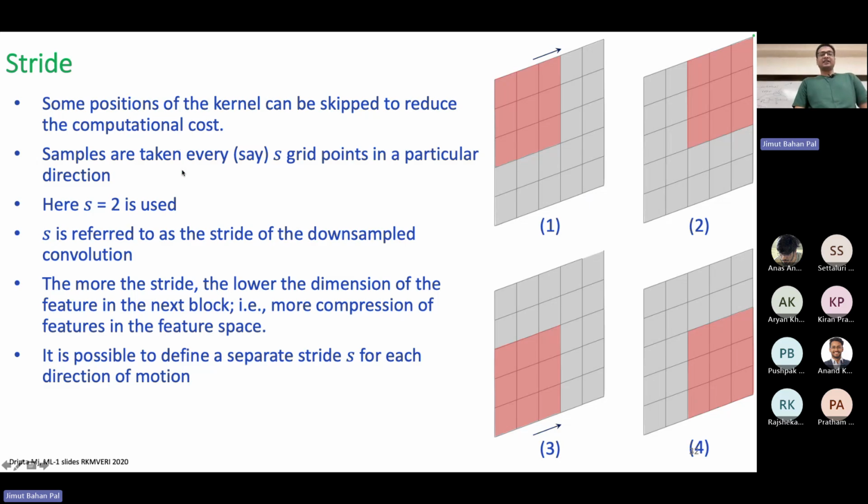Samples are taking every, say, S grid points in particular directions. Here S equal to 2 is used. And the higher the stride, the lower the dimension of the feature in the next block. In theory, it is possible to have different stride in different directions. But in PyTorch, mostly we use the same stride across both directions, across height and across width of the feature.